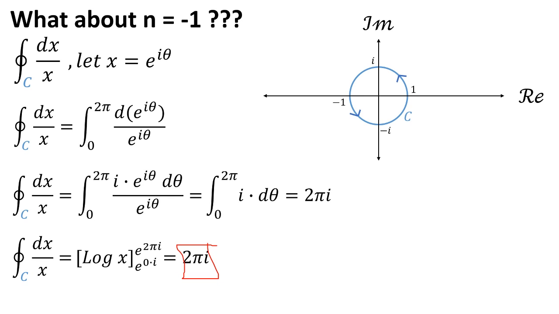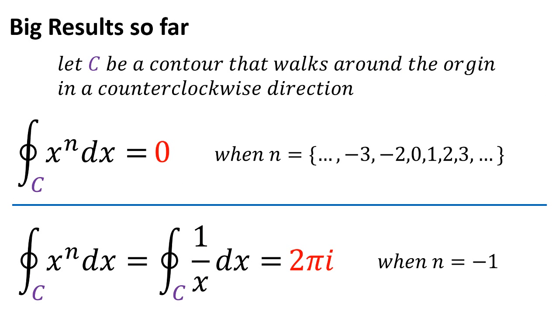So we're going to summarize what we learned in this video. Basically, let C be a contour that walks around the origin in a counterclockwise direction. For simple polynomials with one term of order n, where n is an integer, you will either get 0, or you will get 2 pi i in the case of n equal to negative 1. And that's it. That is basically all that this video teaches.